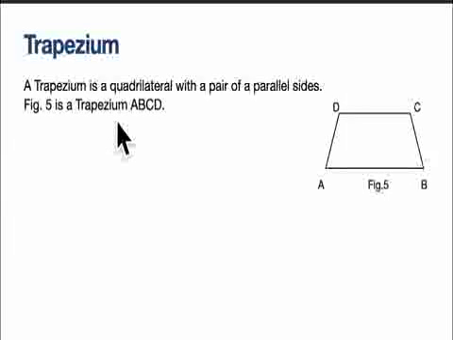Now the trapezium. A trapezium is the simplest of quadrilaterals. What defines a trapezium? It has only one pair of parallel sides. So AB is parallel to DC here and AD is not parallel to BC. Only AB is parallel to DC. Hence it is a trapezium. It does not have any significant properties, so we'll not discuss it here.